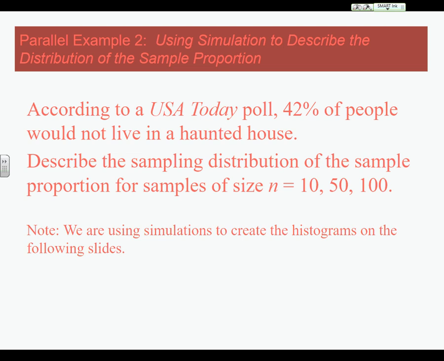And I want to describe the sampling distribution. Okay, so I'm just going to kind of show you again, like I did with the pennies, except I'm going to be using this haunted house. And I'm going to be using samples of size n equals 10, n equals 50, and n equals 100. So let's look at the n equals 10. This is going to be whenever I ask 10 people how they feel about haunted houses.